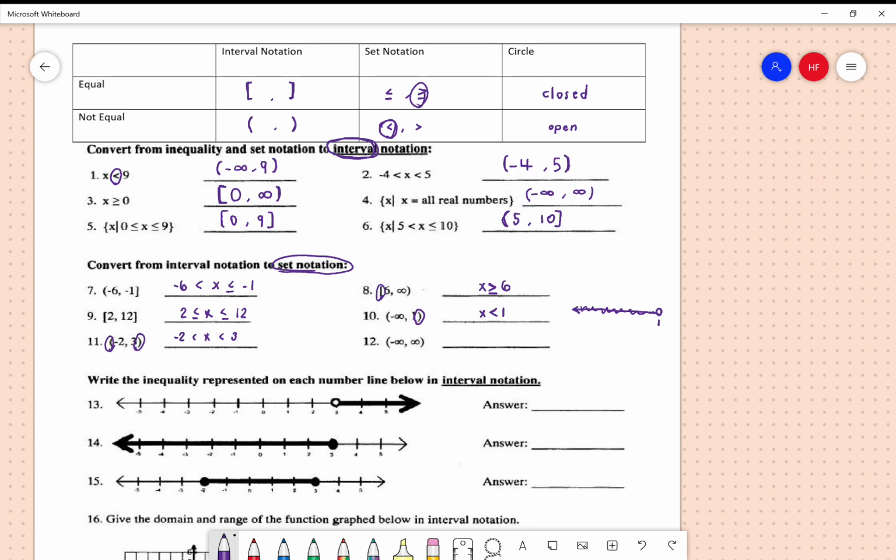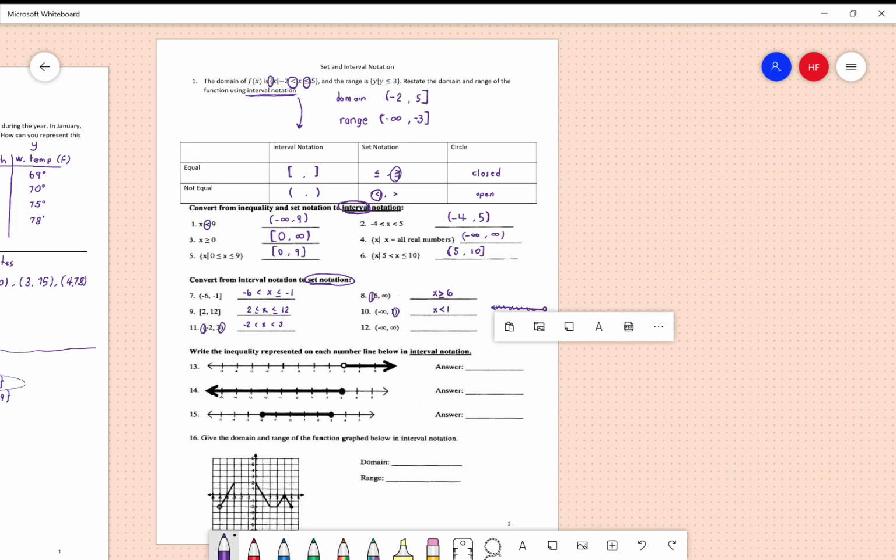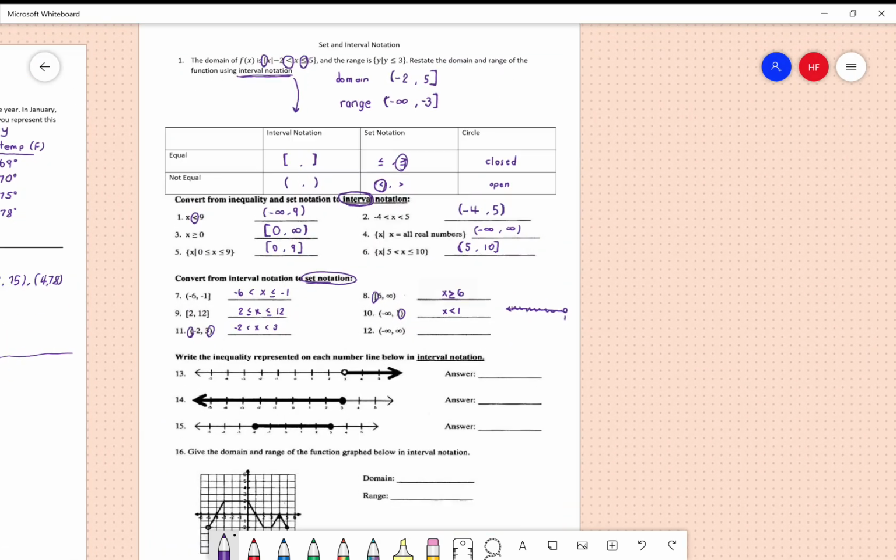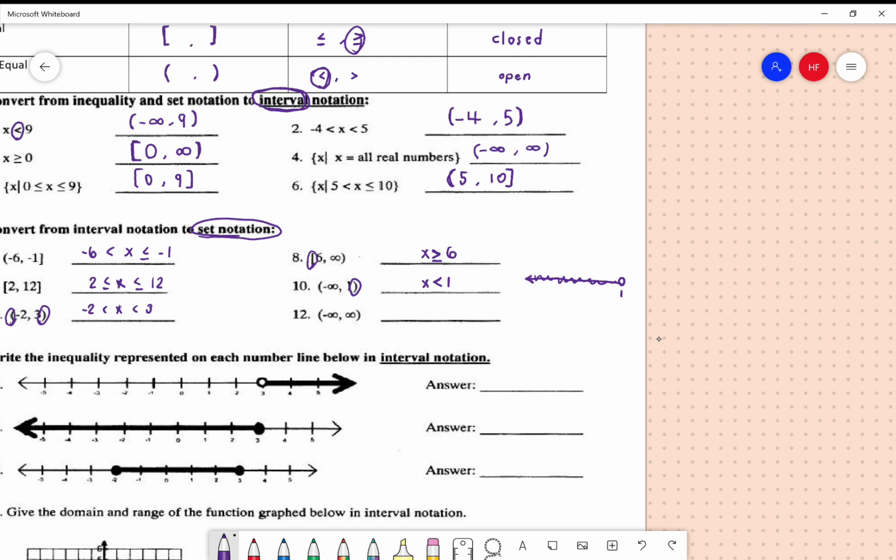Then on number 12, we've got -infinity to positive infinity. So we're going to write this where x, or whatever variable you want to use, is in the set such that x is equal to all real numbers. You can write that as a double barred R. So if you've had me before for Algebra 1, then you have seen this before.